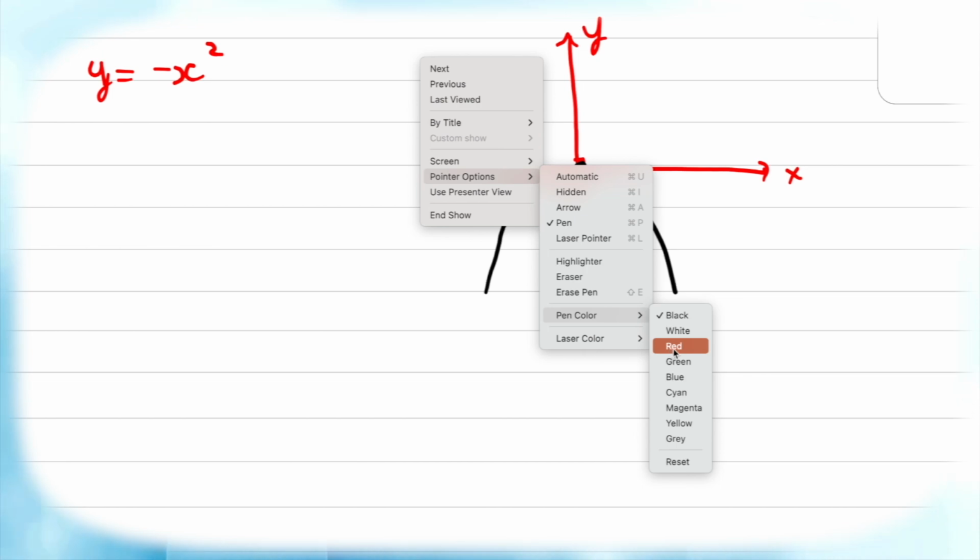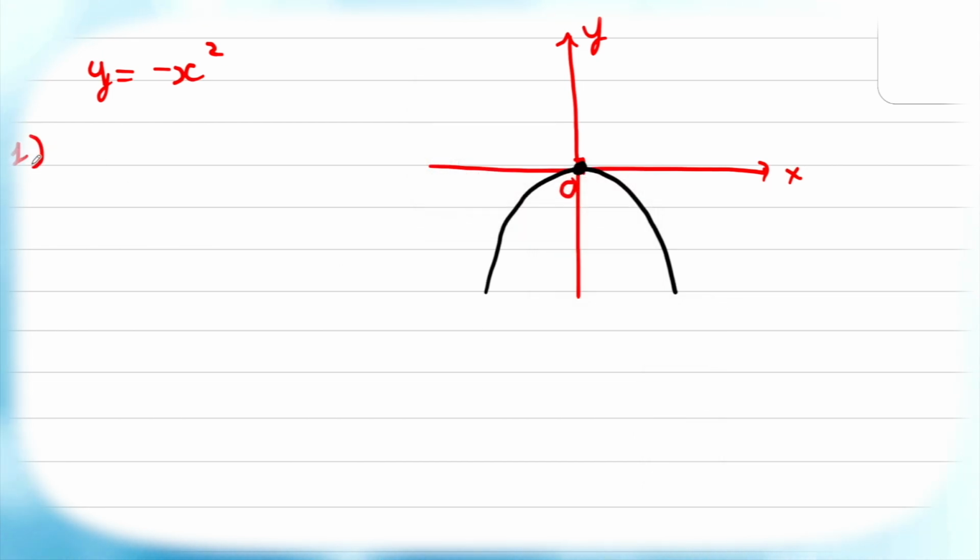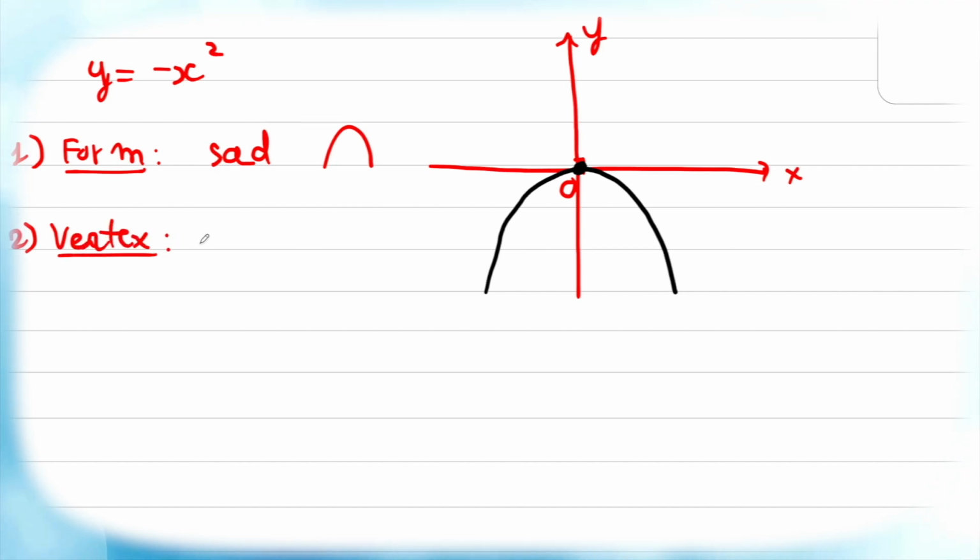One more time, I need to revise a little bit the four main important things here. The first thing is the form. The form of this one will be the sad face. The second one, I care about the vertex of this graph. The vertex of this graph is the max point because we have the highest point here. So it's a max point, not a min point anymore. And the coordinate of this vertex will be (0, 0), the origin point, right?